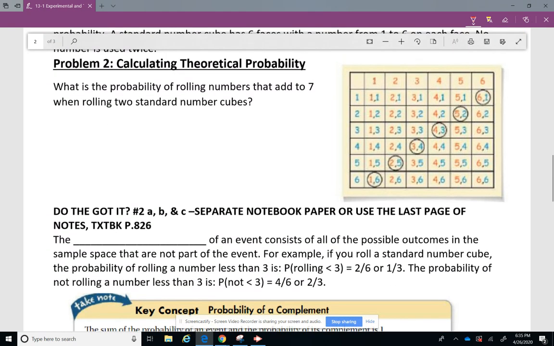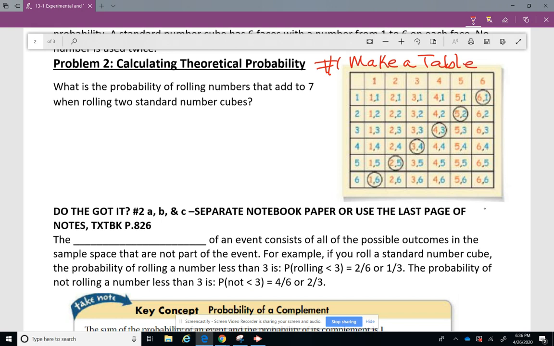All right, so our second problem we're going to do, and we only have 3 to do today. Our second problem is calculating theoretical probability. So what is the probability of rolling numbers that add to 7 when rolling 2 standard cubes? Now, the first thing you would want to do is make a table. The first step, number 1, make a table. Now, I went ahead and copied and pasted the table from the book, so you didn't have to.